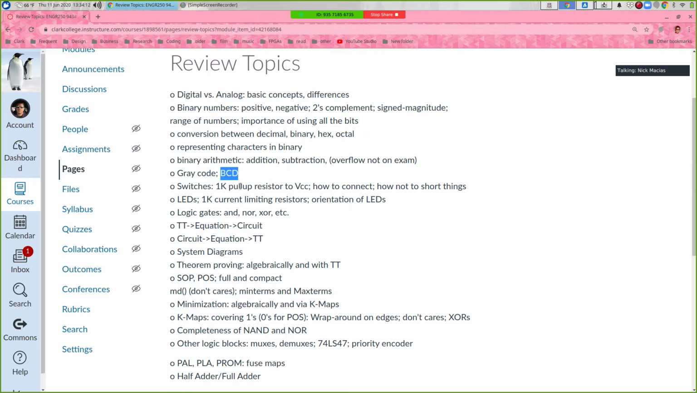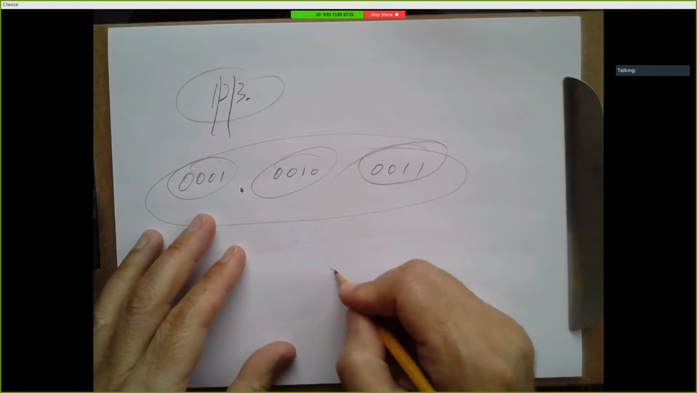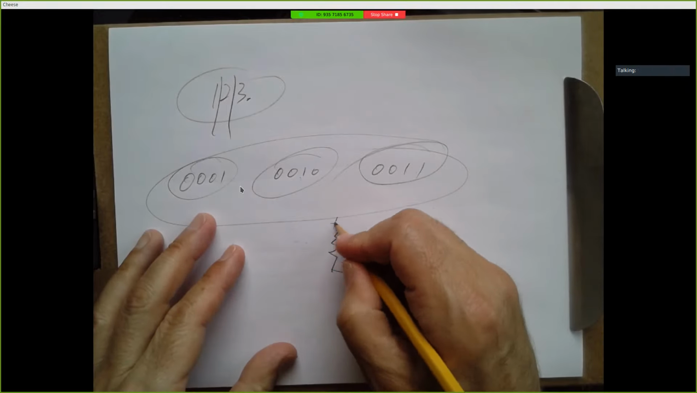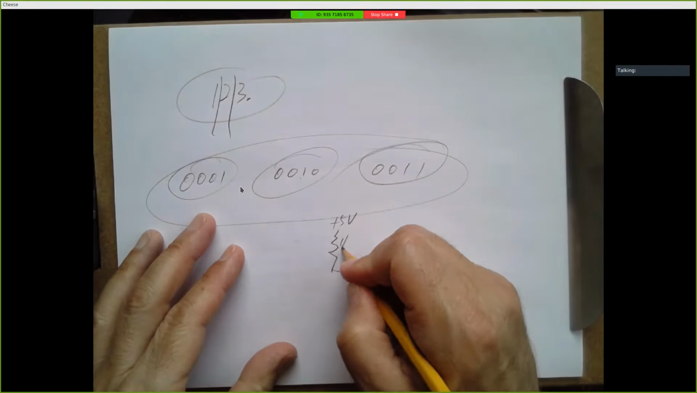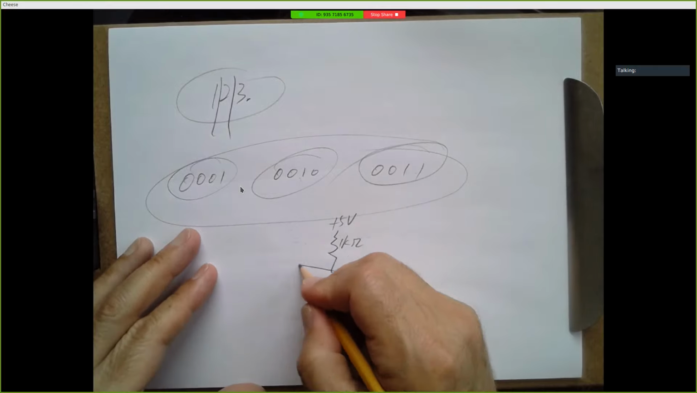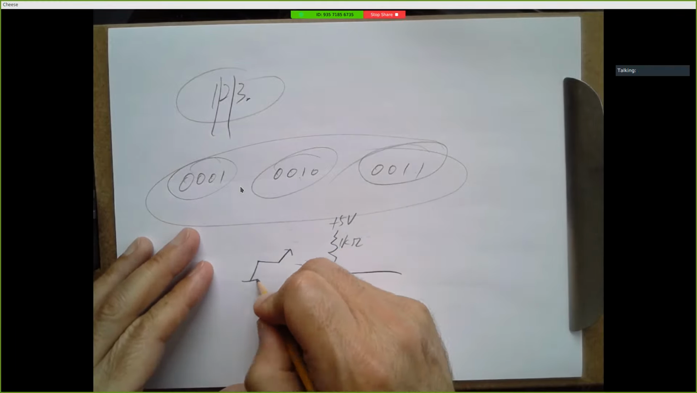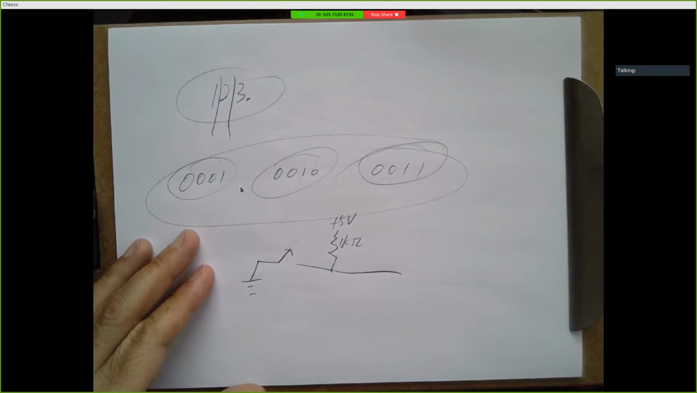Make sure you know how to wire switches. Make sure you know how to connect LEDs. Okay. Switches pull up through a 1K resistor to 5 volts. Use a switch to pull it down to ground.